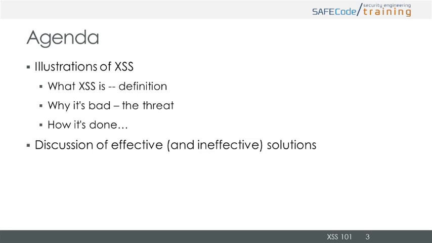Here is what we'll cover in this course. First, we'll show by illustration what cross-site scripting is, why it's bad, and how it's accomplished. We'll then point out the prerequisites leading to cross-site scripting vulnerabilities and examine some solutions for effectively preventing cross-site scripting exploits, along with identifying tactics that don't work. We'll also provide helpful implementation hints and warn you about common pitfalls.